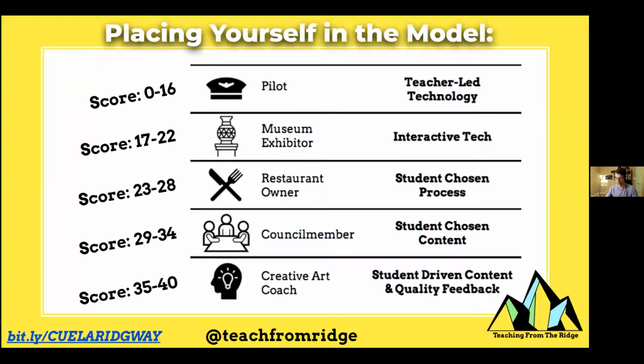And then we get the restaurant owner. The restaurant owner is now giving students a menu of options to choose from, and specifically here, we decided to focus on process first. You can have a meal whatever way you want to, but how you want to eat that meal is up to you. You can start with appetizers or perhaps an entree. Then things become much more student-centered as we go down. And that's what our scale here is trying to show, that the more you differentiate, the more your instruction becomes student-centered.